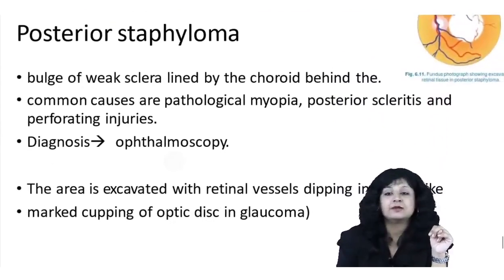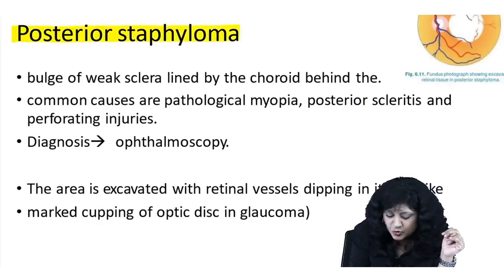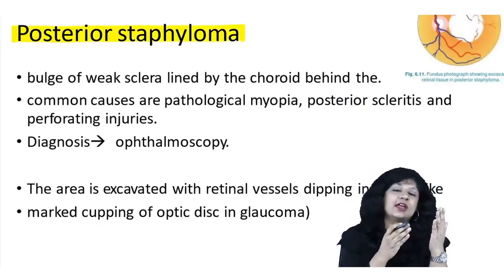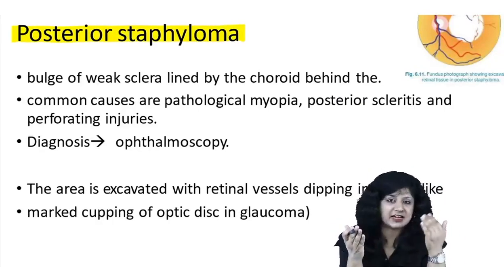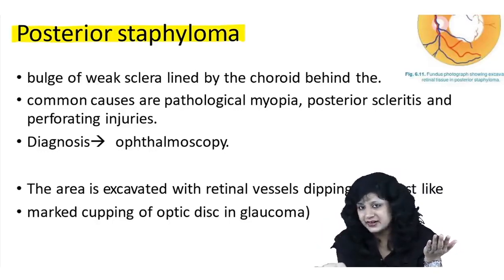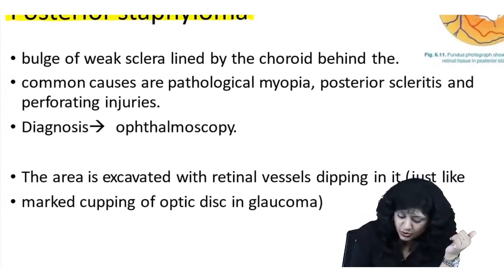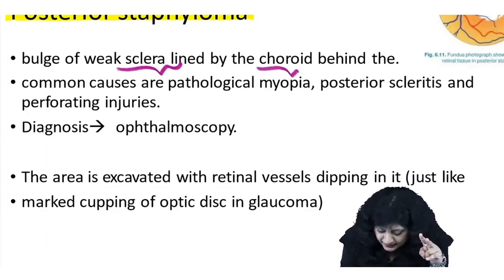Now we come to the posterior staphyloma, because out of all these staphylomas, most important clinically I would say are your anterior staphyloma and the posterior staphyloma, which are clear cut. That is corneal staphyloma and scleral staphyloma. So what is happening here? It is the bulge of the sclera again, lined by the choroid.